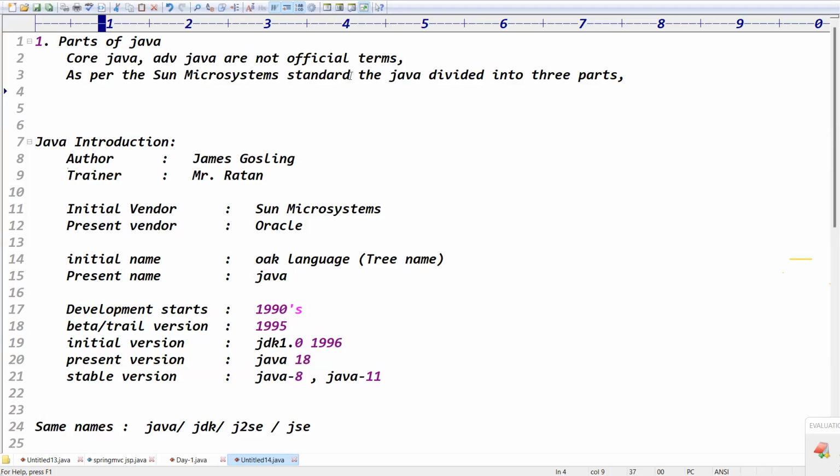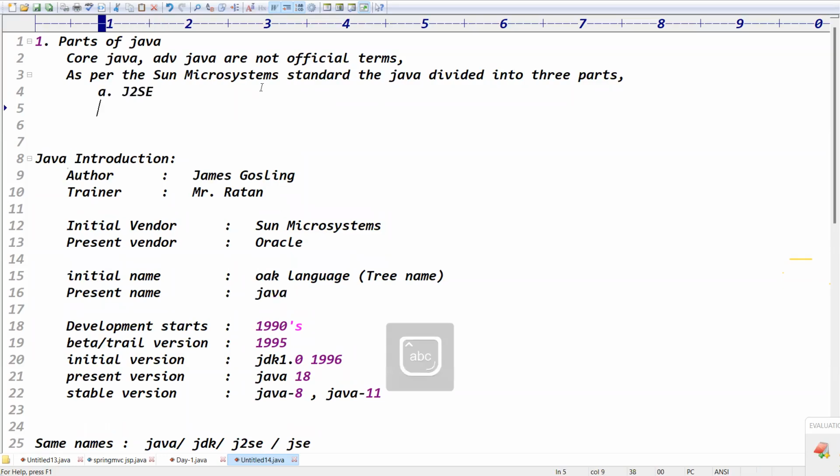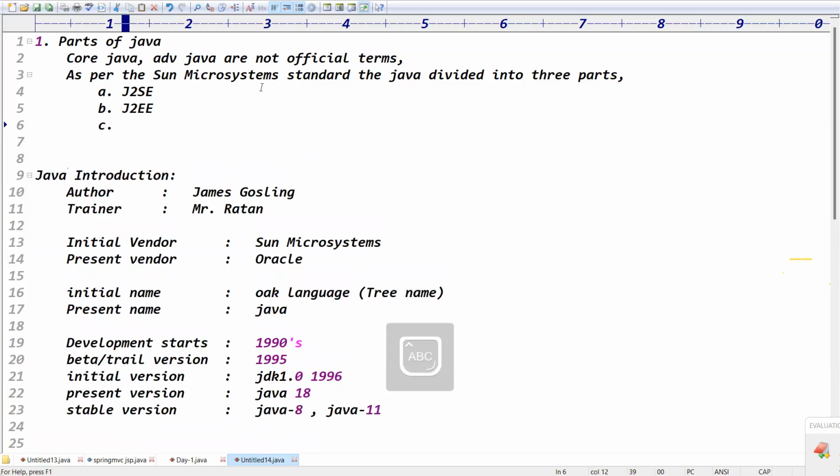As per the Sun Microsystems standards, Java is divided into three parts. Number one, J2SE. Number two, J2EE. Number three, J2ME. Generally, we call it J2SE; some people call it JSE also. J2EE, some people call it JEE. J2ME, some people call it JME. What is the J2SE full form? Java 2 Standard Edition.